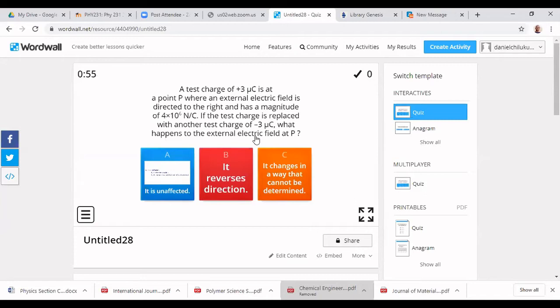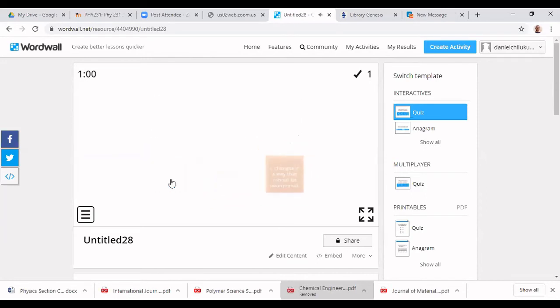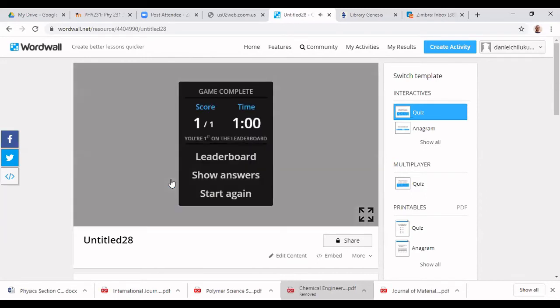So the correct answer here is that the electric field will not be affected in any way. Any questions?